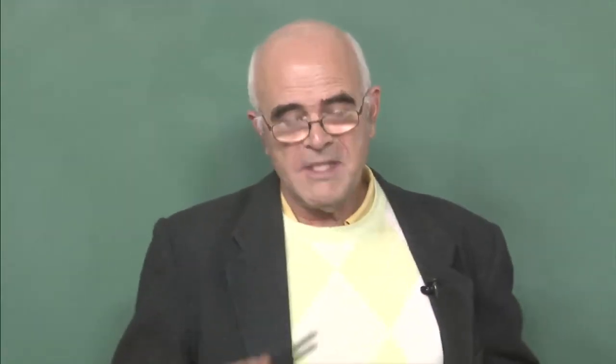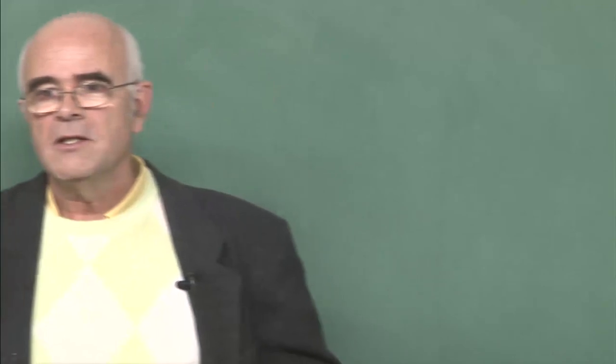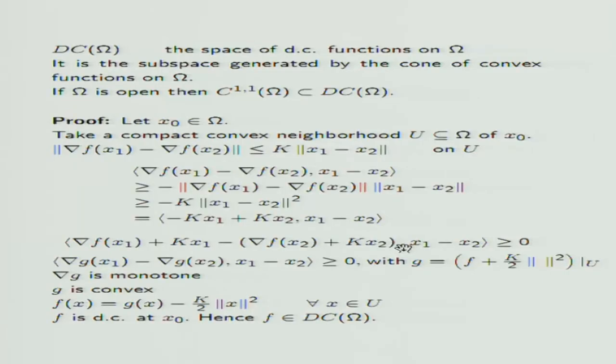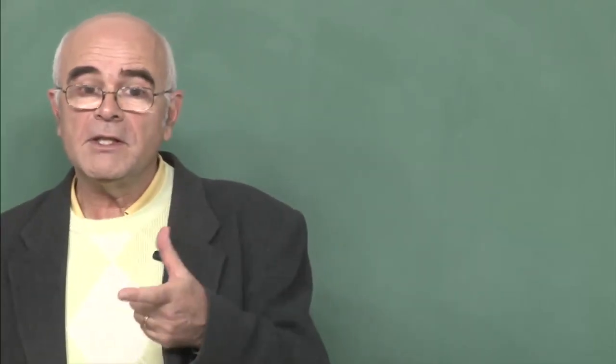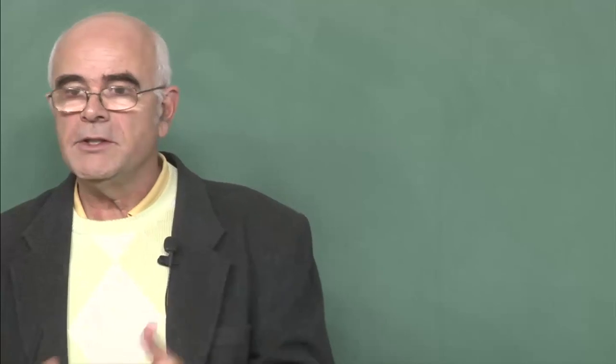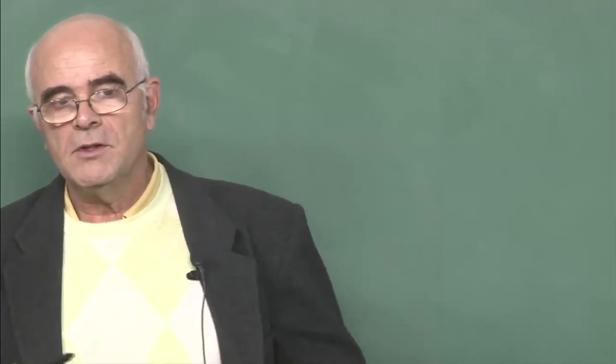Okay. Well, for the class of C2 functions, in fact the proof is even simpler than what I have here. The proof is as follows. Take a compact convex neighborhood of a given point. Then on that neighborhood the second derivative is bounded from below by a number. You can use this to express the function as a difference of a convex function minus a multiple of the square of the norm. And then you have that the function is locally DC. And by Hartman's theorem it is globally DC. So this is a very simple proof for C2 functions.